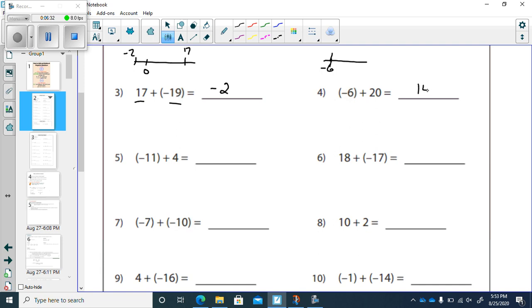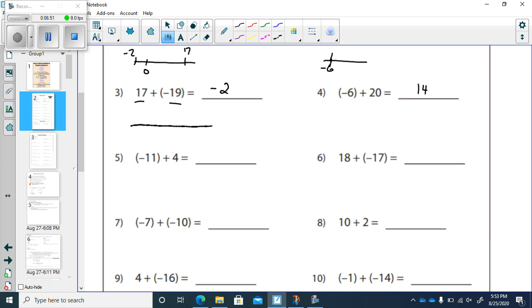Wouldn't that put me at 14? If you're not sure, let's look at this. They have different signs and we're adding. We find the difference between the two. 20 minus 6 is 14. Then you use the sign of the one that has the bigger absolute value. That would be 14.